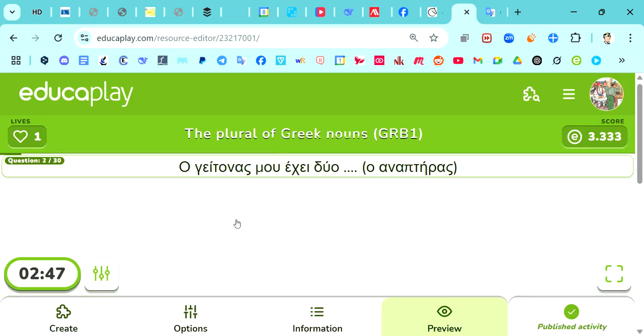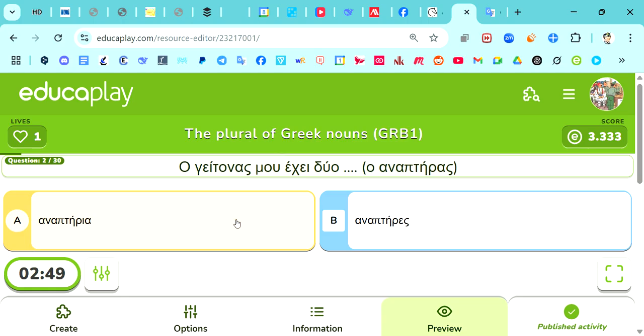Now, next one, again a masculine word. Again, if you want, you can pause the video. What would be the correct word here? Well, what I said before was accidentally misleading. We're not looking for a subject, we're looking for an object. He has something. My neighbor has something. This something is the object. So I'm looking at the accusative here.